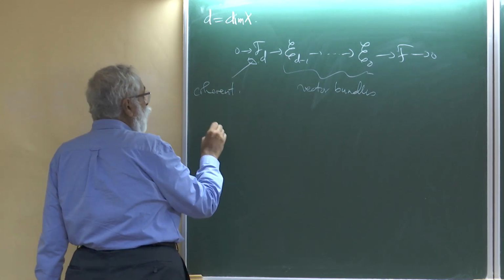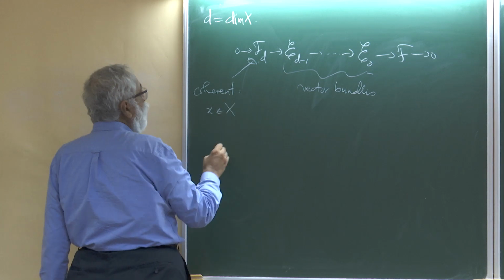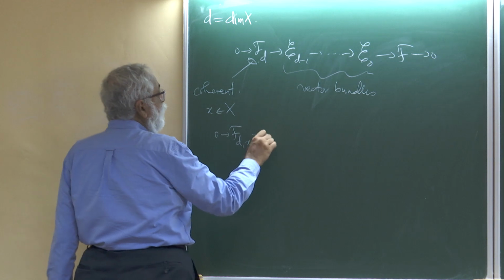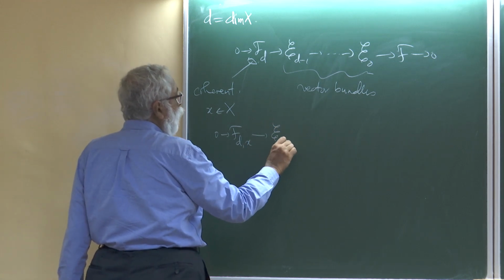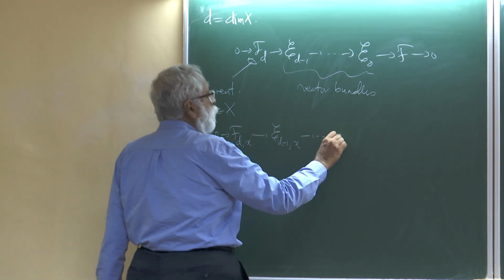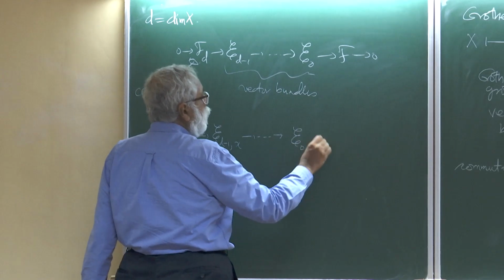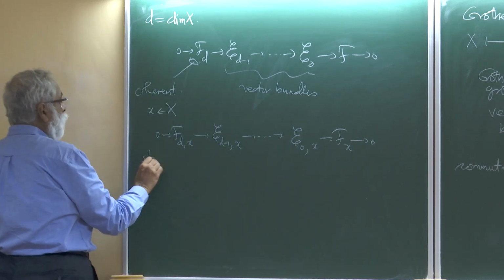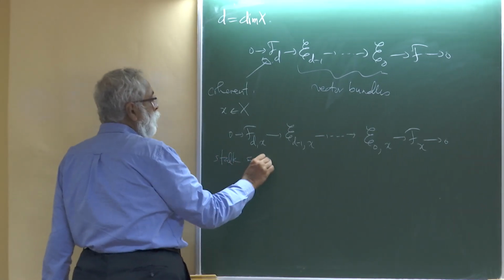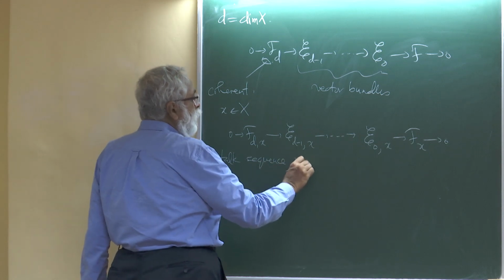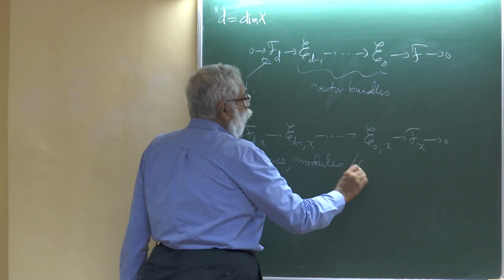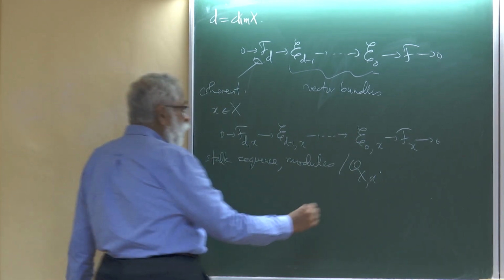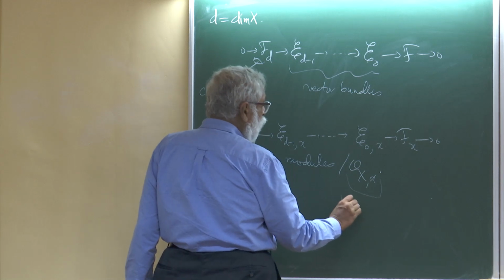Now let me look at the stalks at a point X. So choose a point X in X and consider the stalk. That's a sequence of finitely generated modules, these are all modules over O_{X,x}. But now the point is X is non-singular, so this is a regular local ring.